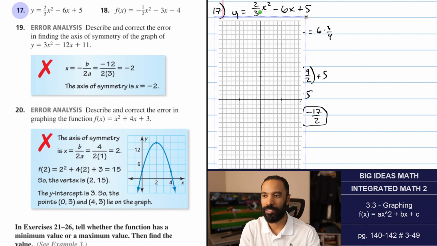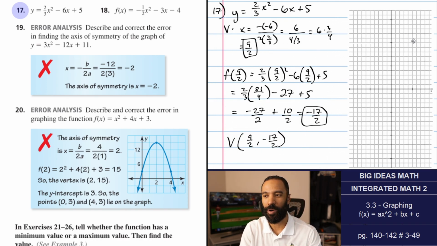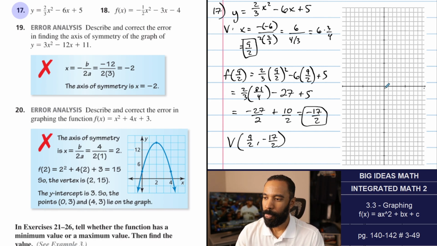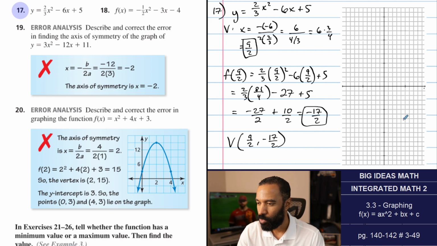So let's go ahead and cover that all up. Let's go ahead and graph this. 4.5, 1, 2, 3, 4.5 is the x. Negative 17 halves, negative 8.5 is the y, negative 8.5. Kind of right in the middle there. This thing means nothing.